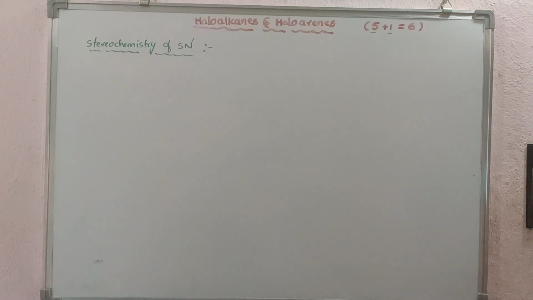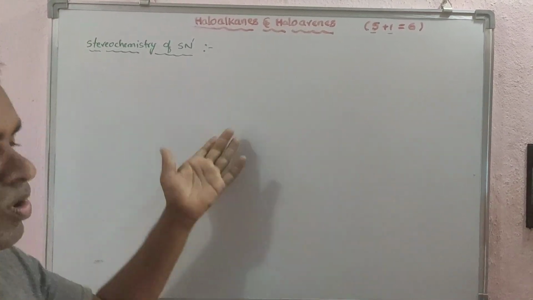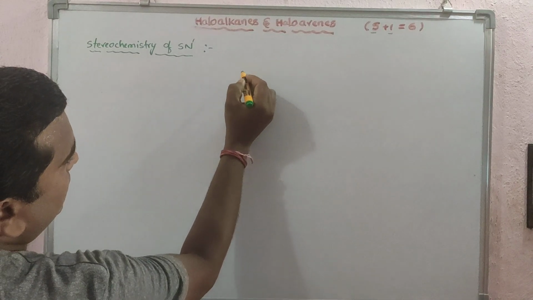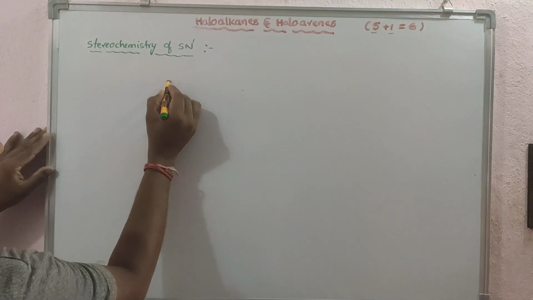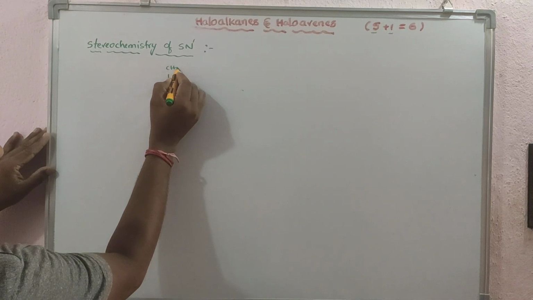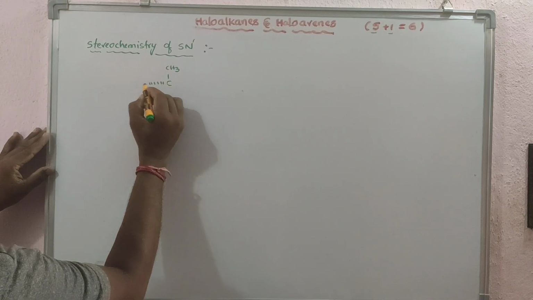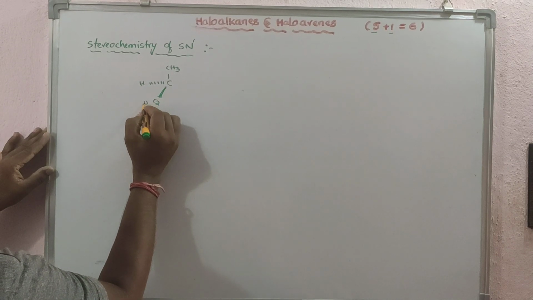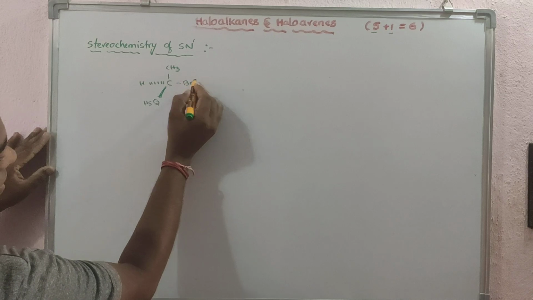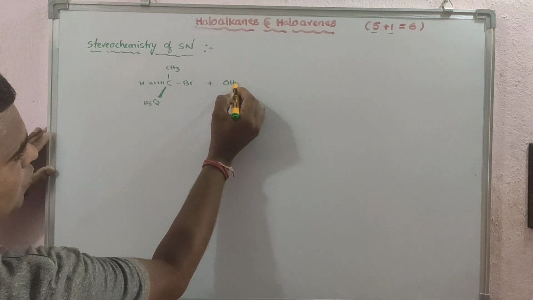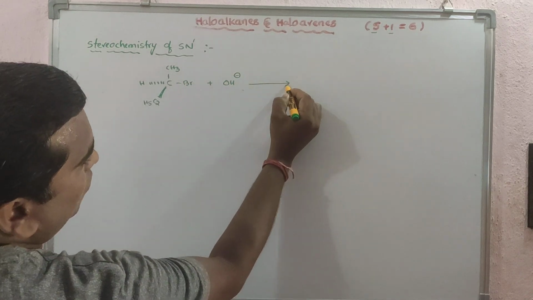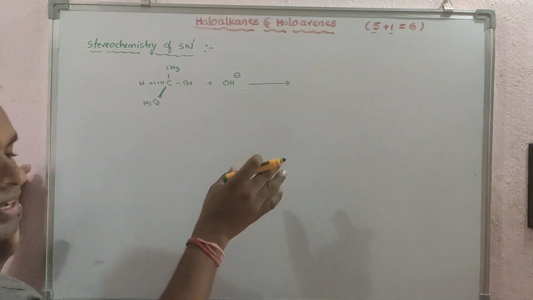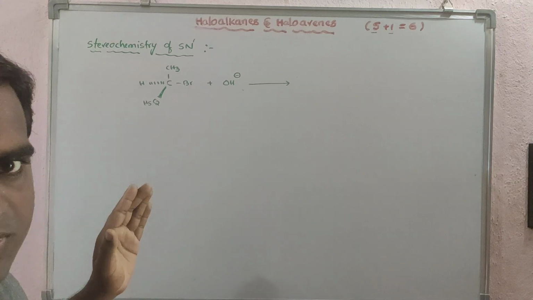Next one, stereochemistry of the SN1 mechanism, the SN1 reaction. Let me take one example here: CH3, and there will be a hydrogen, C2H5 ethyl group, and here bromine. We will treat this one with the nucleophile OH minus. Then what compound will you get? Br will be replaced, but you will get two types of compounds.